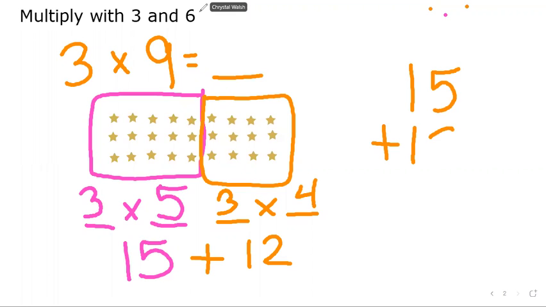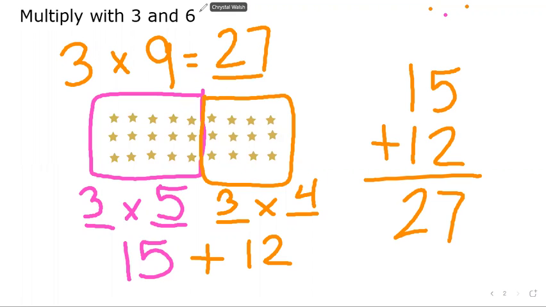Go ahead and write this on your paper and solve. And how many do we have all together? 27. This tells me that 3 times 9 equals 27. Okay, so this method is helpful when we're multiplying larger numbers, and larger numbers sometimes are more difficult to multiply.